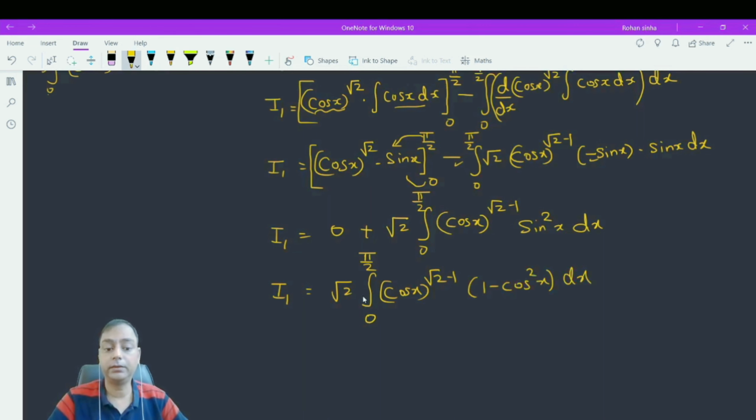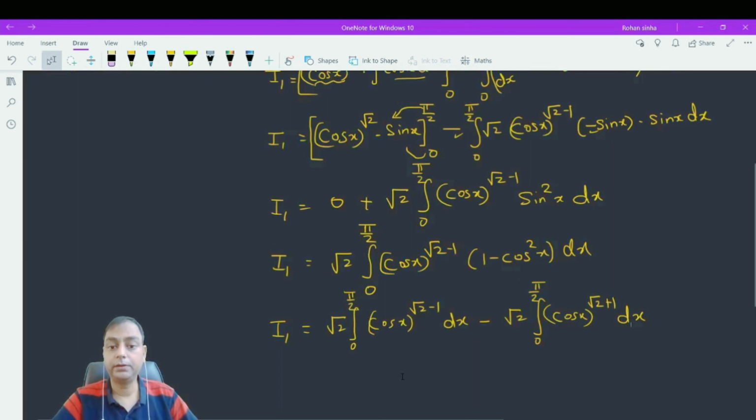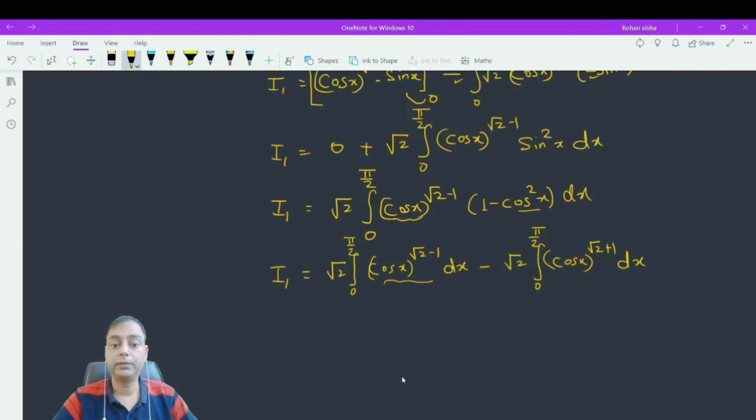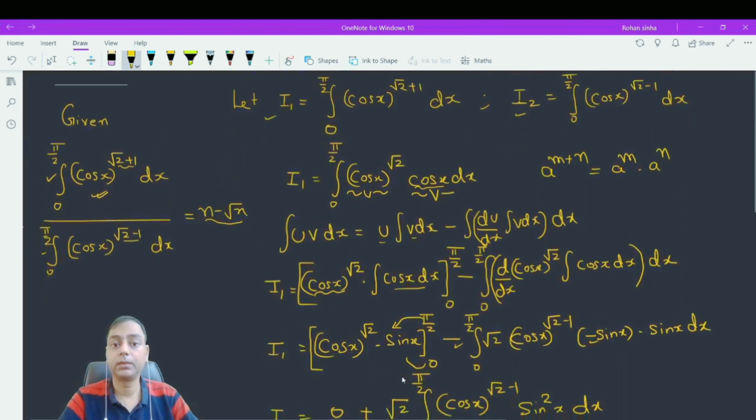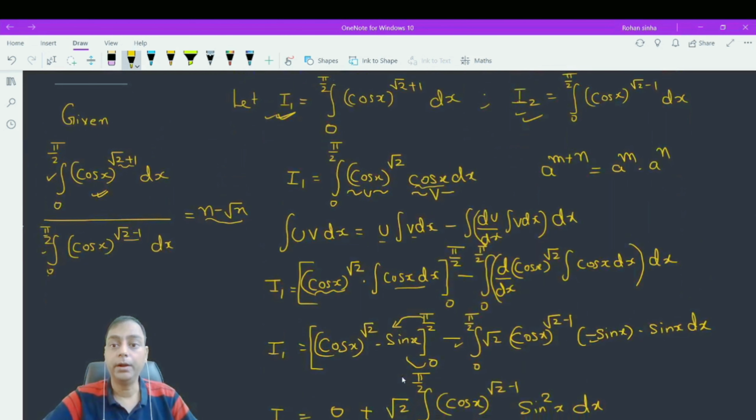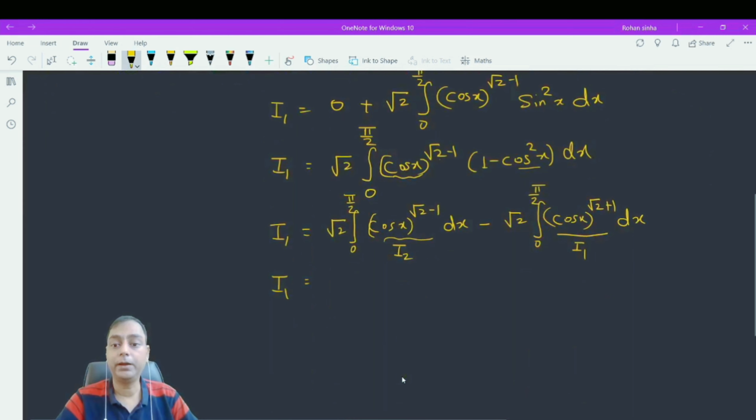Now splitting the integral, what we find? We find this by simply multiplying cos x raised to root 2 minus 1 to this one and this cos square x. So it is cos x raised to root 2 minus 1 dx, and this is root 2 cos x raised to root 2 plus 1 dx, because root 2 minus 1 plus 2 is root 2 plus 1. Now this is nothing but I2 and this is I1, from the above assumption that we have made. This is our I1 and this is our I2. Now simply putting the values, we find I1 is equal to root 2 I2 minus root 2 I1. So what about I1 by I2?